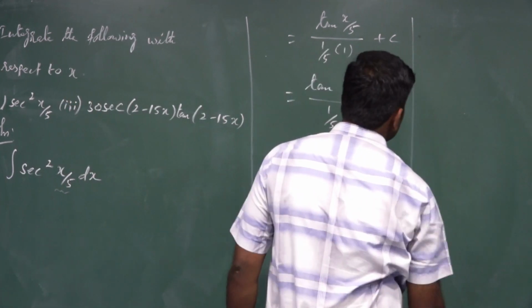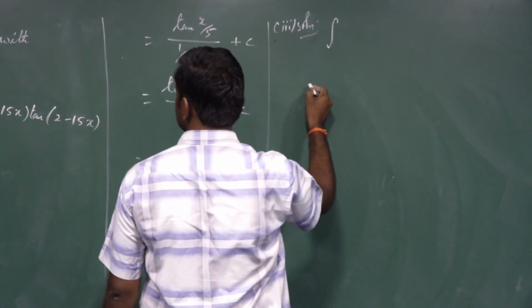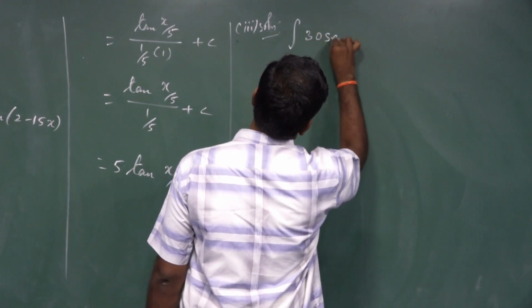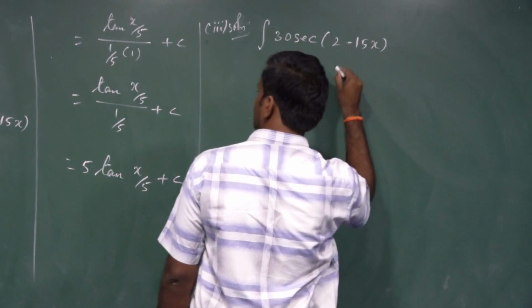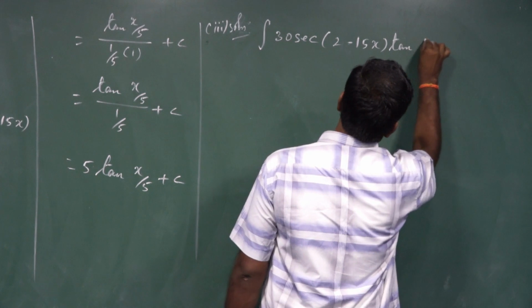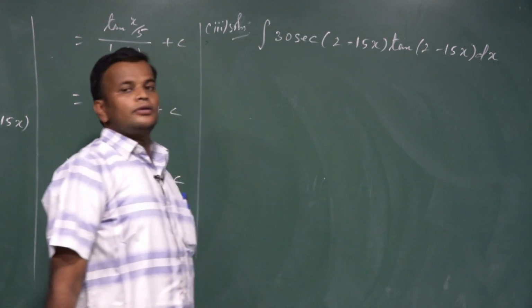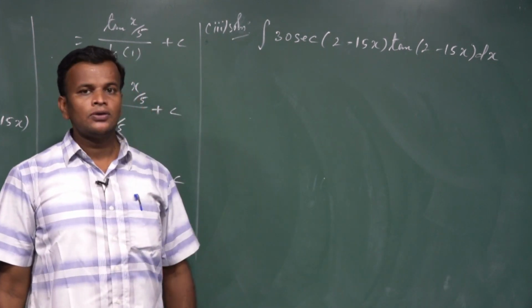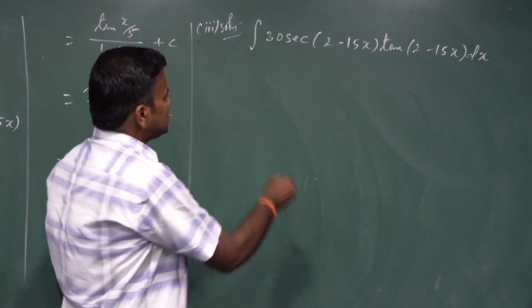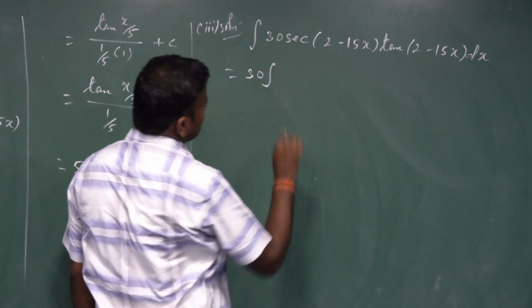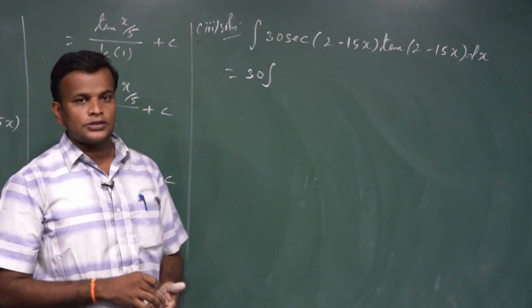Next, the third subdivision. Our given question is the integral of 30 secant of 2 minus 15x into tan of 2 minus 15x into dx. We integrate the term fully with respect to x. We see the constant 30 is multiplied with this variable. So the first step, we will take the constant outside. Suppose the variable is multiplied with a constant, we take the constant outside.